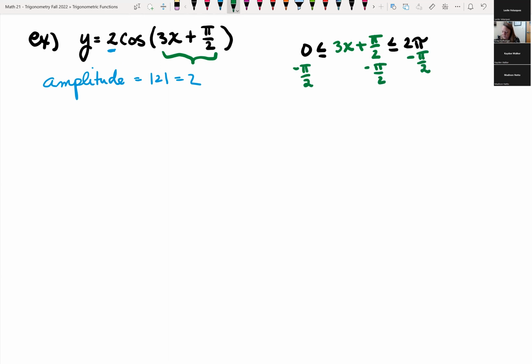And so 0 minus pi halves, that's not too bad, is negative pi halves, is less than or equal to 3x, which is less than or equal to, well, 2 pi minus pi halves. I need a common denominator there. So my common denominator is 2. So that's going to be, multiply that by a fancy 1, 2 over 2. So that's 4 pi halves minus pi halves. That's 3 pi halves.